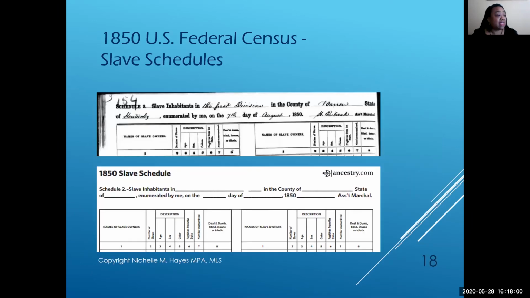So here's an actual slave schedule from Barron County. And it tells you when they did the enumeration, by whom, it gives you the state, and it tells you the division and the schedule, as we said before.